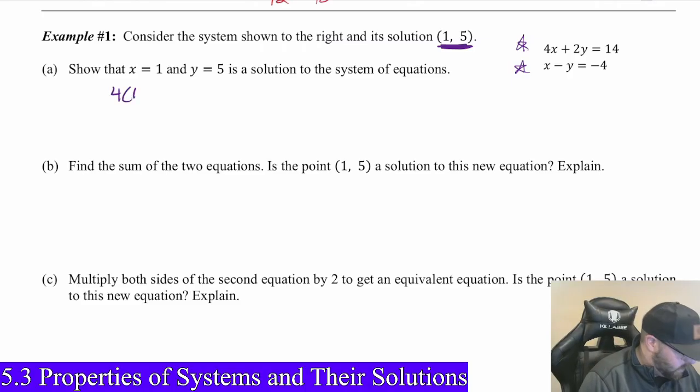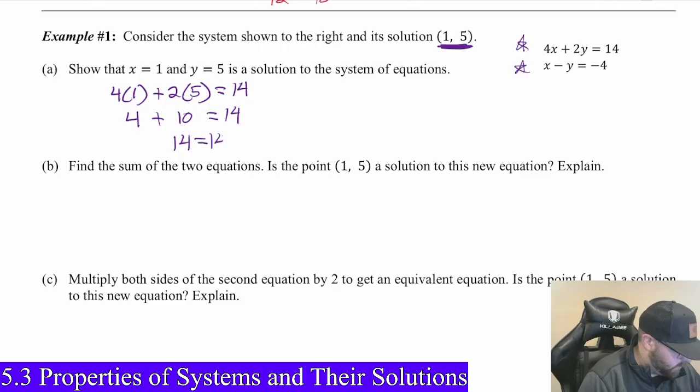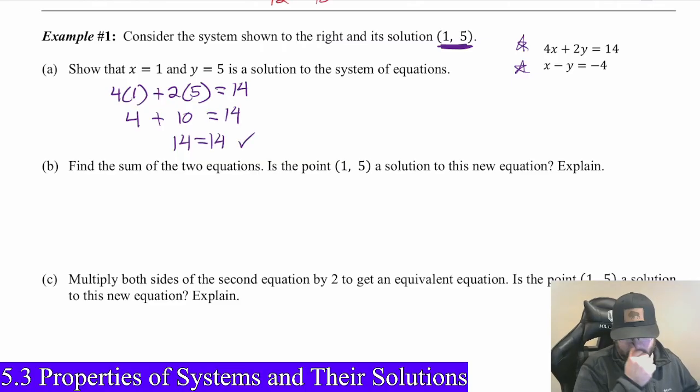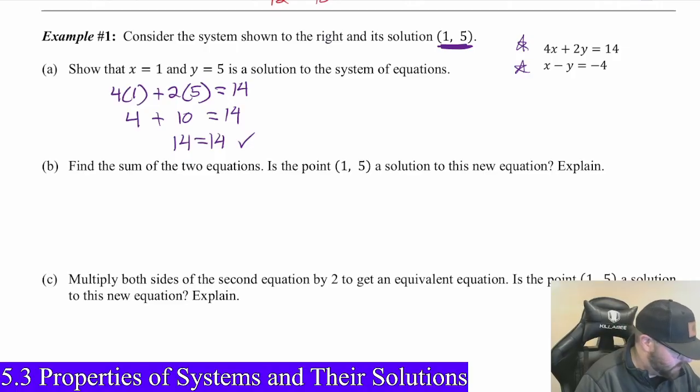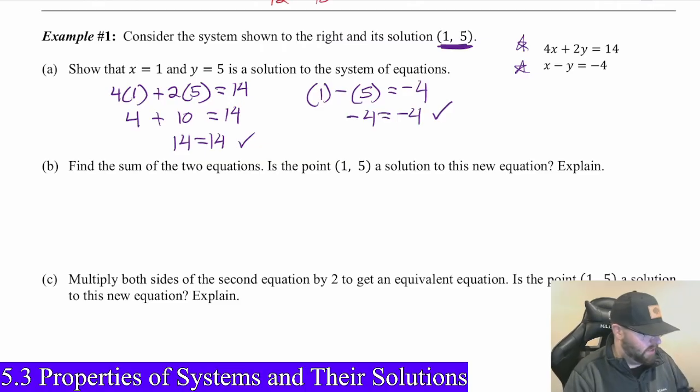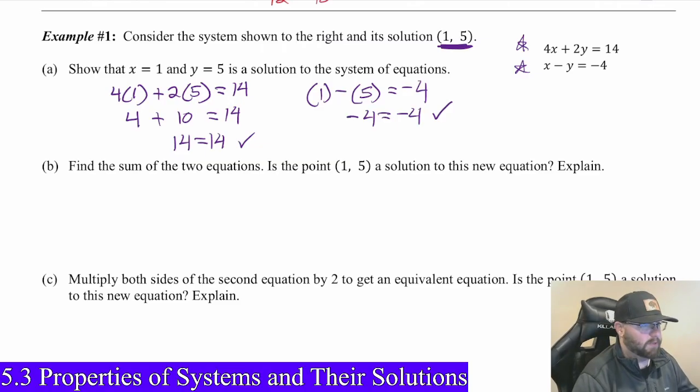So 4 times 1 plus 2 times 5 equals 14. We get 4 plus 10 equals 14, and we get 14 equals 14. So it's true for the first one, so that works. Now we're going to plug it into the second one. We get 1 minus a positive 5 equals negative 4, and we get negative 4 equals negative 4. So (1, 5) is a solution to the system.